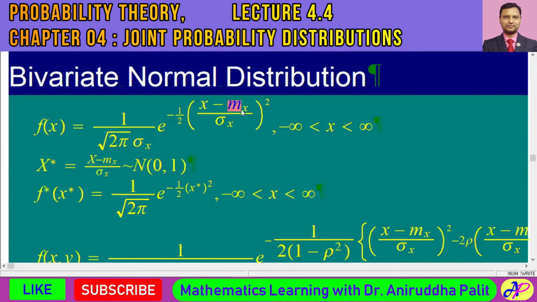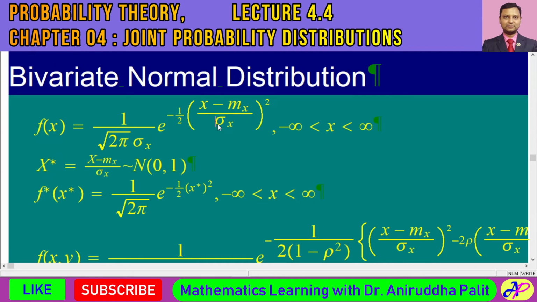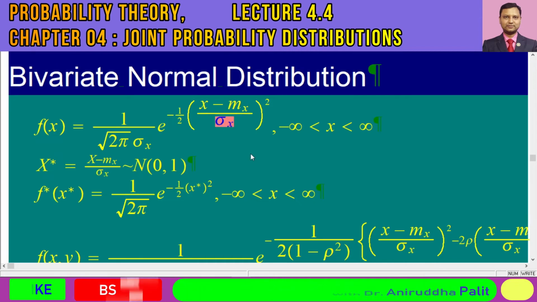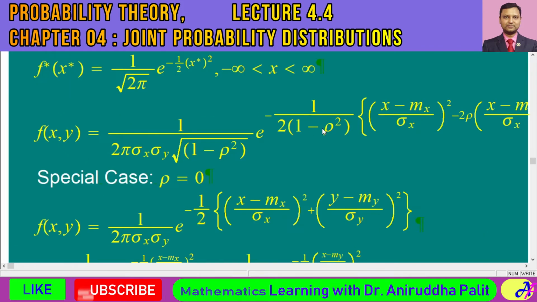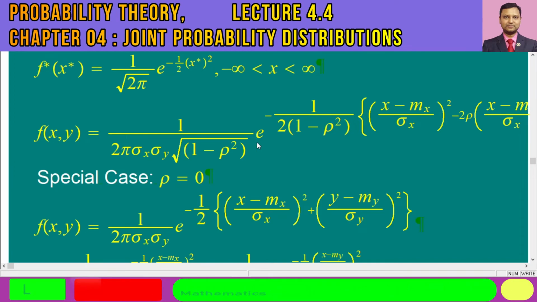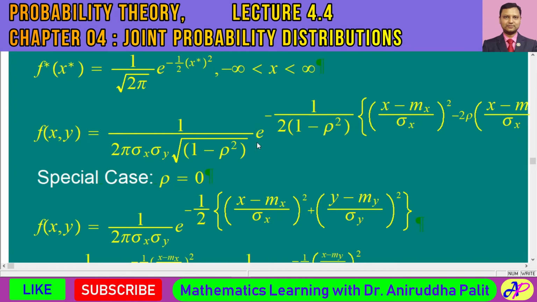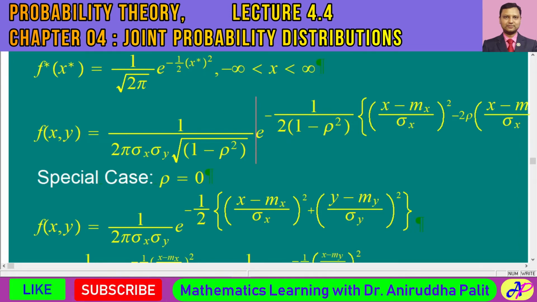Just like mx, we have m suffix y. Similar to sigma suffix x, we have sigma suffix y. And there is one more extra parameter that is called rho. What is the physical meaning of this parameter rho? I shall discuss it in the subsequent part of this chapter, but not today. All right.